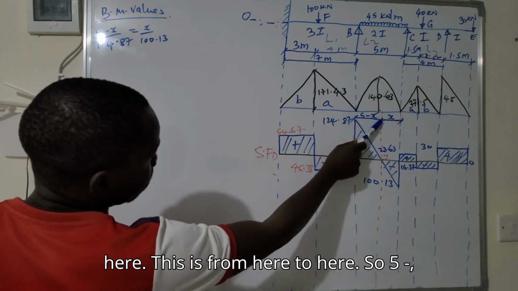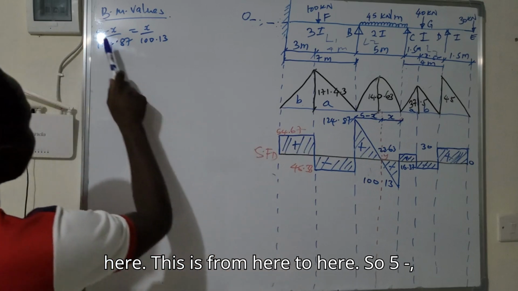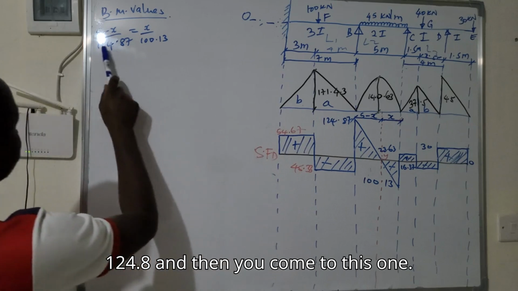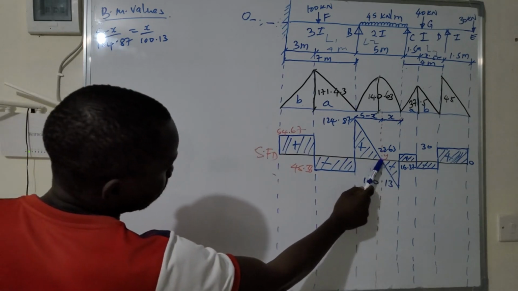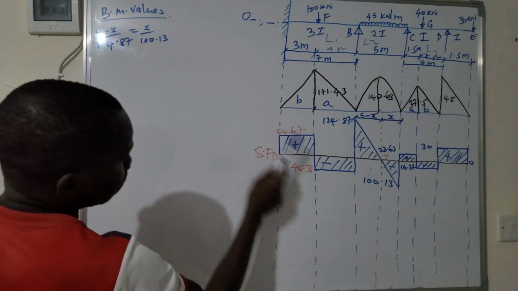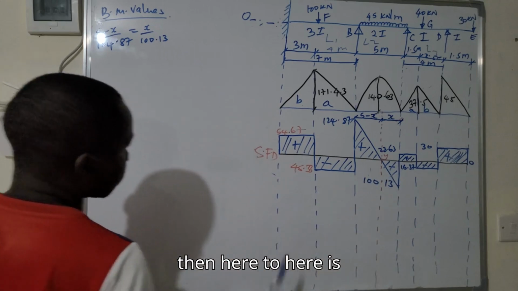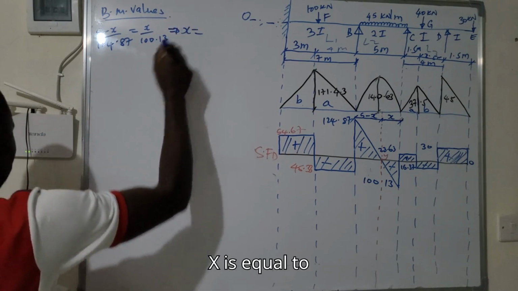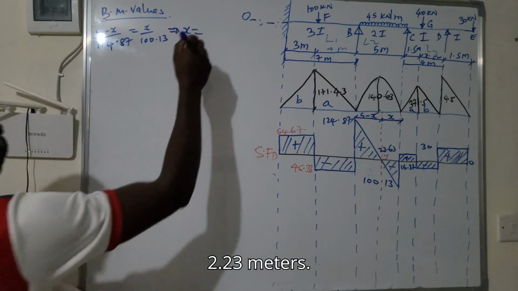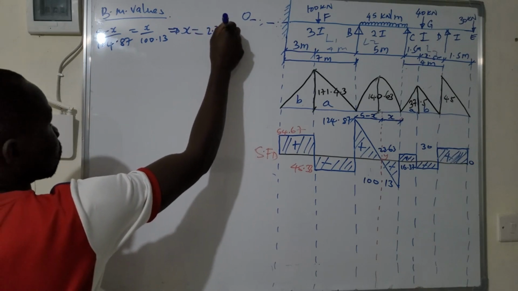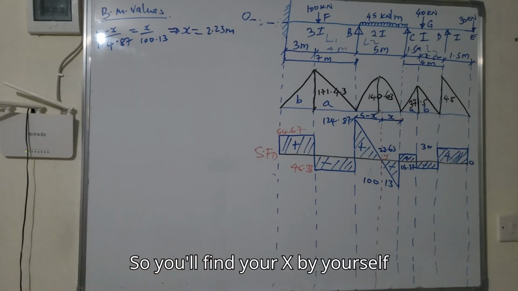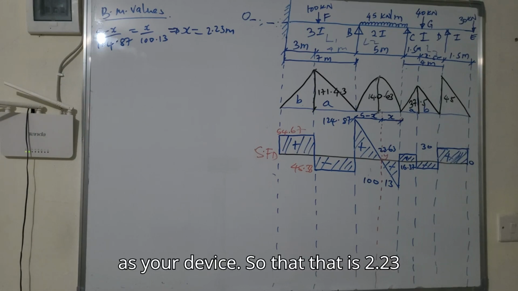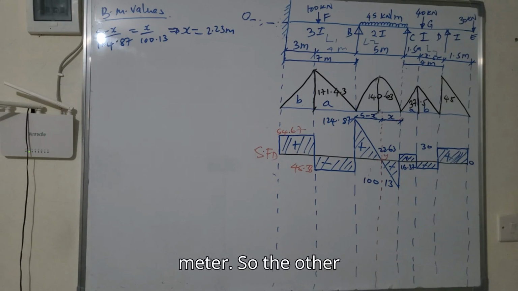So this is from here to here, this is from here to here. So 5 minus x over the height, 124.87. Then you come to this one. Here to here is x, and then here to here is 100.13, which implies x is equal to 2.23 meters. So you'll find your x by yourself as you revise. So that is 2.23 meters.